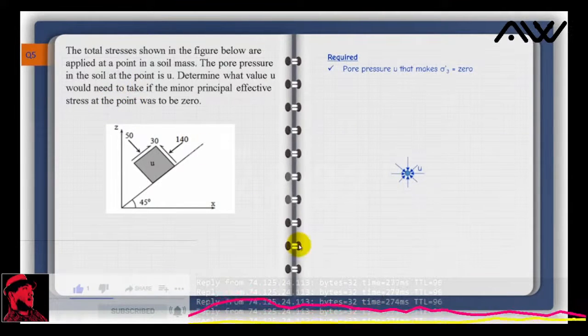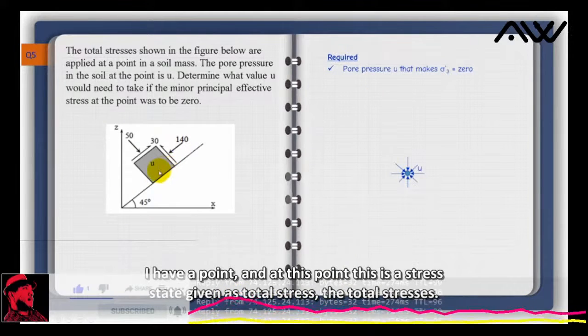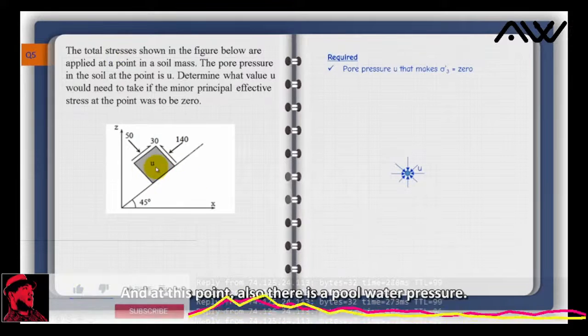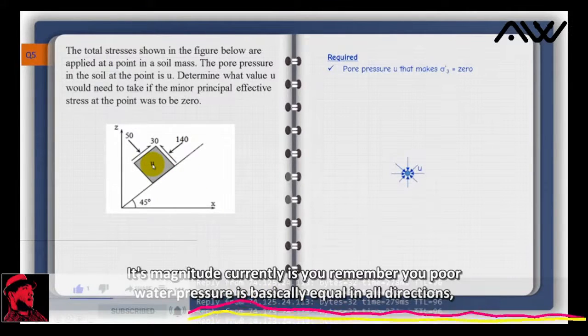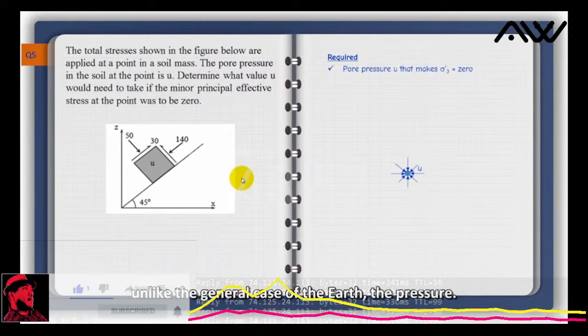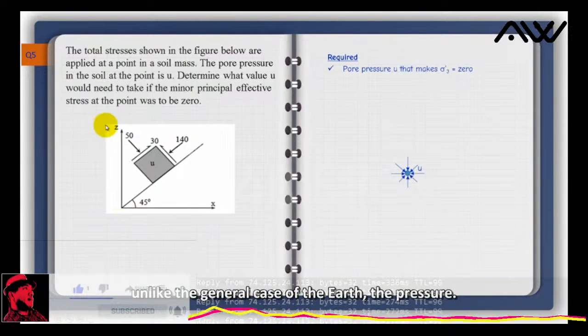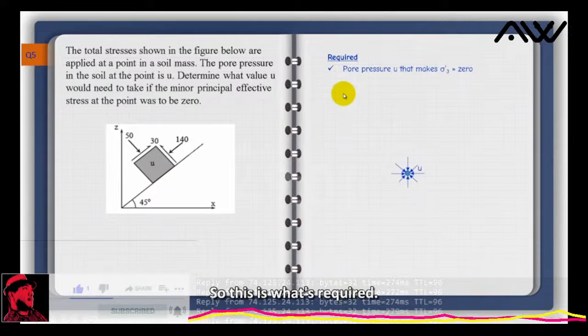Let us see again. I have a point, and at this point there is a stress state given as total stress. Okay, and at this point also there is a pore water pressure. Its magnitude currently is U. Remember, U, the pore water pressure, is basically equal in all directions, unlike the general case of the earth pressure.